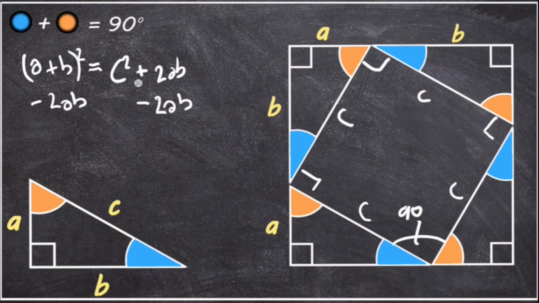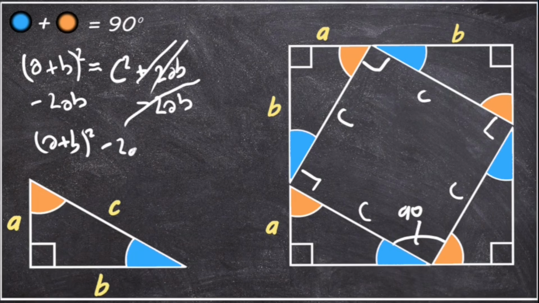The plus 2AB and the minus 2AB cancel on the right hand side, and the left hand side becomes A plus B squared minus 2AB, and that is equal to C squared.